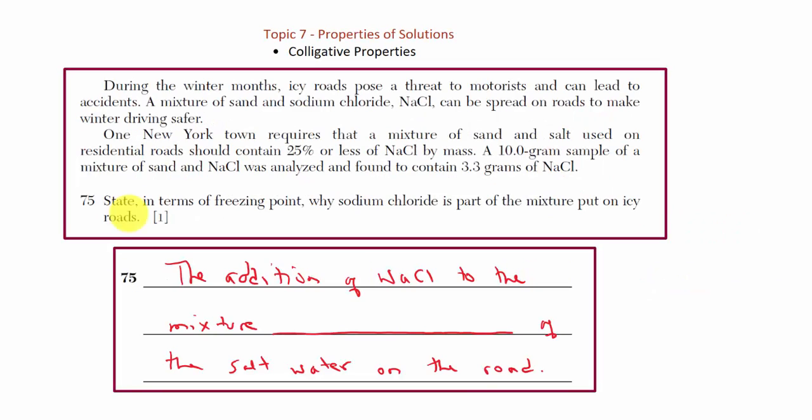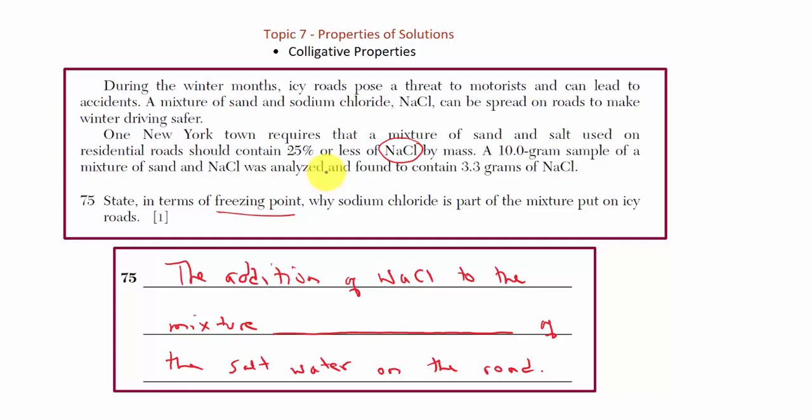Number 75, state in terms of freezing point why sodium chloride is part of the mixture put on icy roads. When you dissolve a solute into a solution, which is what you are doing here, because the sodium chloride will dissolve in the water, but when you do that, you're going to actually lower the freezing point of the newly formed solution. So the ice water that is on the highway will have a lower freezing point.